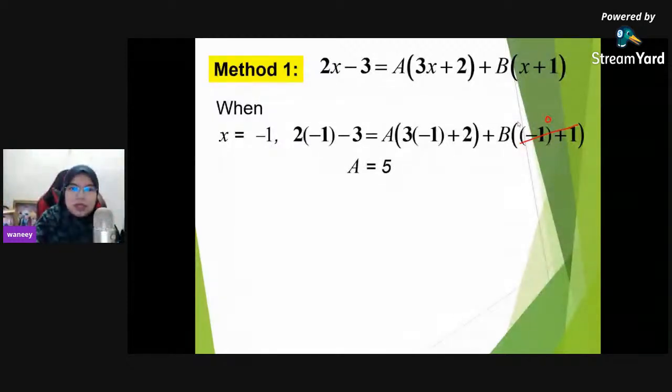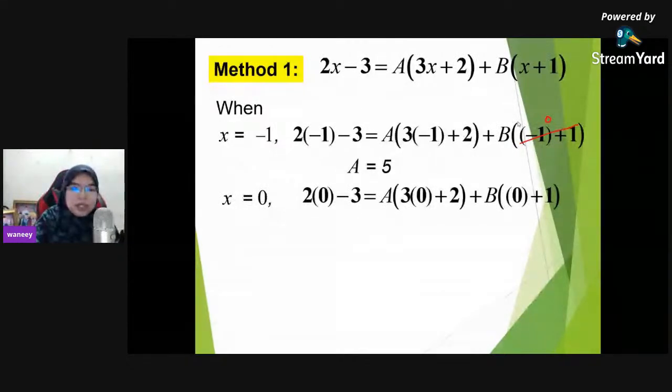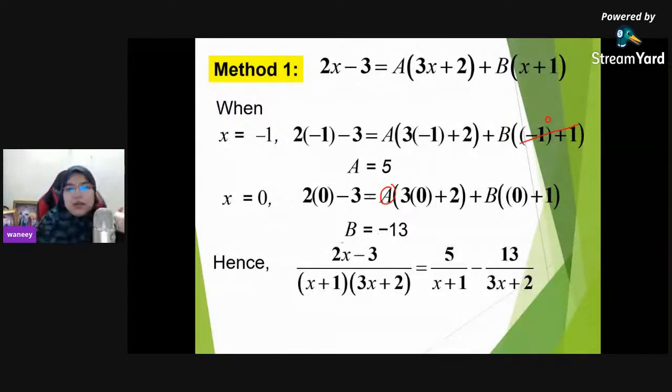For another zero, or you can actually choose any number, up to you. In this case, they choose x equal to 0. So you simply substitute x equal to 0, and then you can easily see that the value of B is equal to negative 13. Once you know the value of A, you should substitute that A is equal to 5 over here before you can solve to find the value of B. So nak ganti zeros boleh, atau nak ganti apa-apa nilai pun boleh jugalah. Therefore, 2x minus 3 over (x plus 1)(3x plus 2) is simply 5 over x plus 1 minus 13 over 3x plus 2.